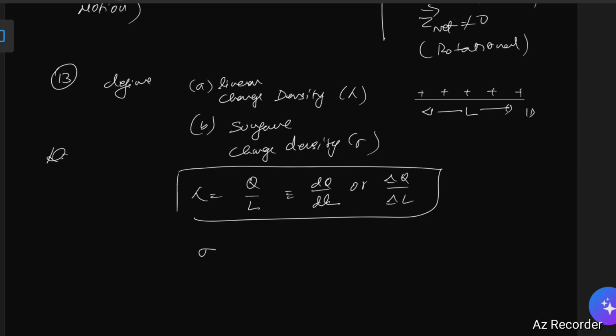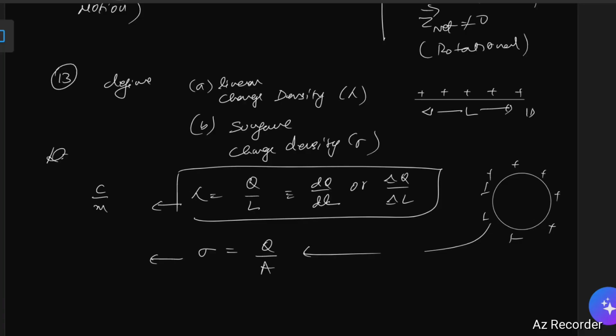Similarly, for surface charge density, the formula is q by, instead of length, area. If there is a sphere and this is the charge which is uniformly spread, then we say the surface charge density is given by q by A. Now what is the SI unit of linear charge density? It's Coulomb per meter. For sigma, which is surface charge density, it is Coulomb per meter square.